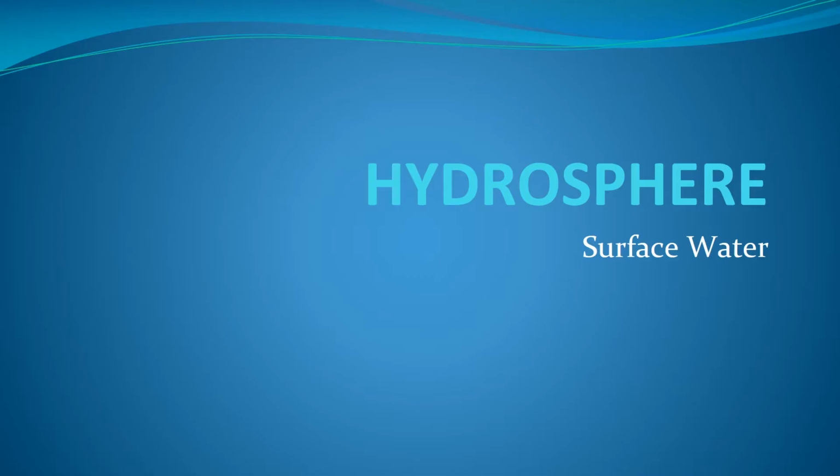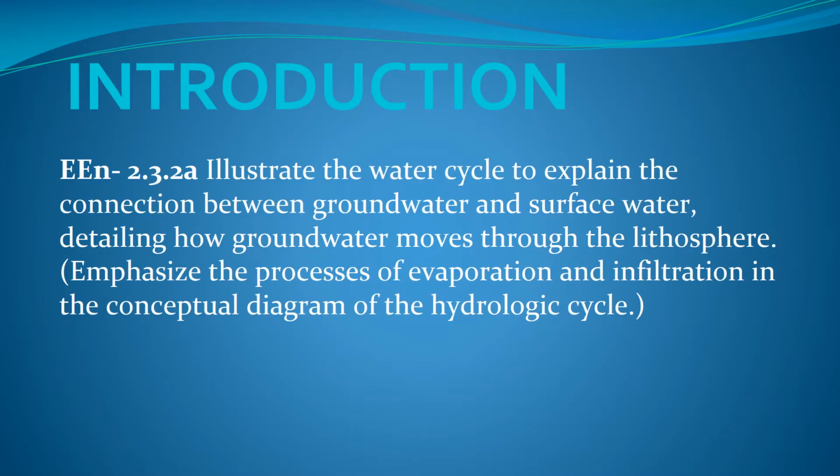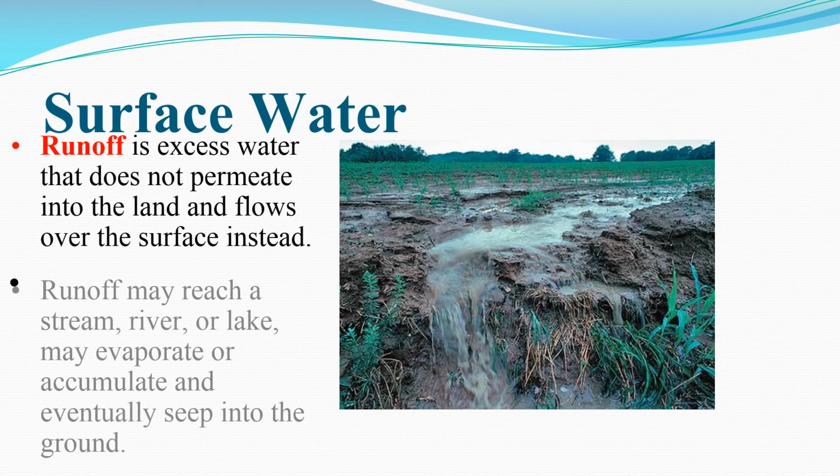So, surface water review. Please remember, runoff is just excess water that does not permeate into the land and it flows over the surface instead. Okay? So, runoffs again may reach streams, rivers, lakes, and they also may evaporate or accumulate and seep into the ground.